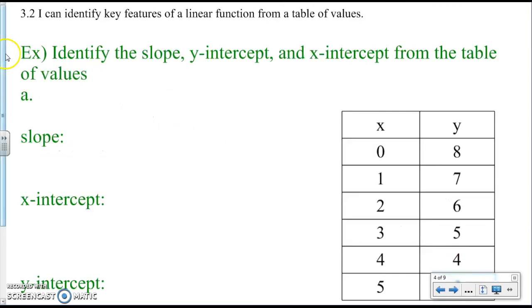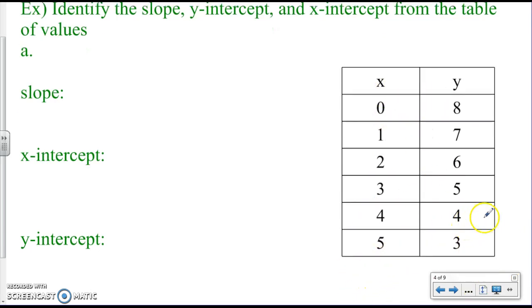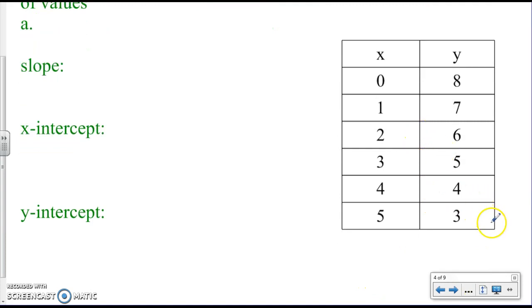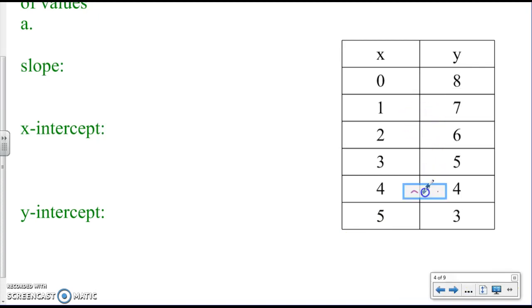Okay, identify the slope, y-intercept, x-intercept from the table of values. Now, here's the problem. Notice that I don't have zeros for both my x and y. I'm gonna go ahead and add to the table here in a minute. But let's do the slope first. To do the slope, we talked about the change in y over the change in x. So what we're going to do is we're going to figure out this pattern here.